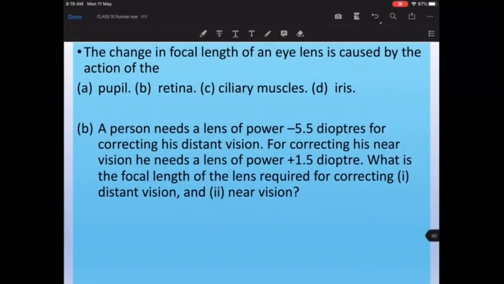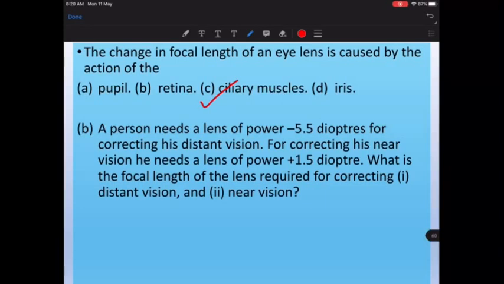Next one is, the change in the focal length of the eye lens is caused by the action of dash. Now what makes us change the focal length of the eye? Out of pupil, retina, ciliary muscles and iris, which is the one? Is it pupil? No. Is it retina? No. The retina is the screen of the eye. So it is the ciliary muscles which help us to change the focal length of the eye.